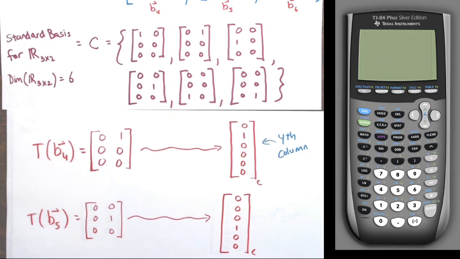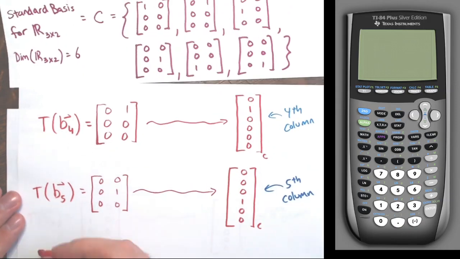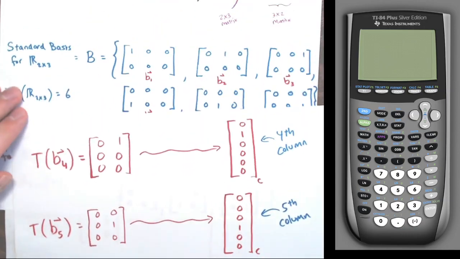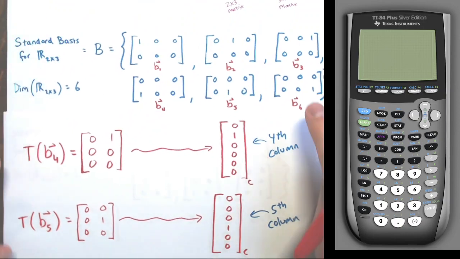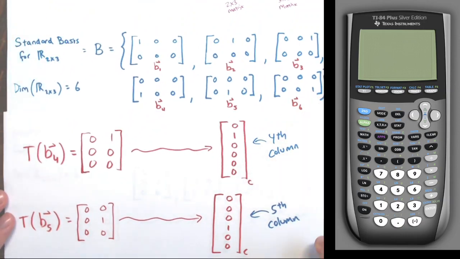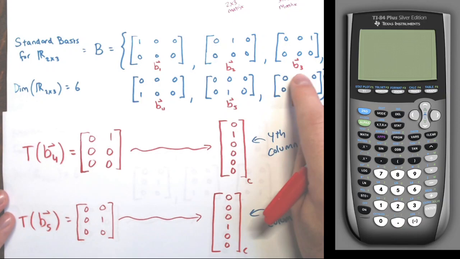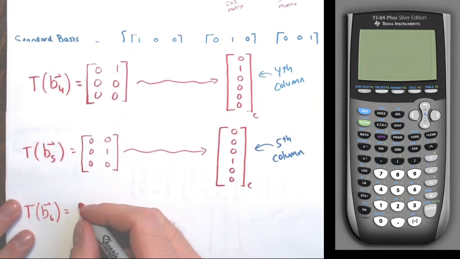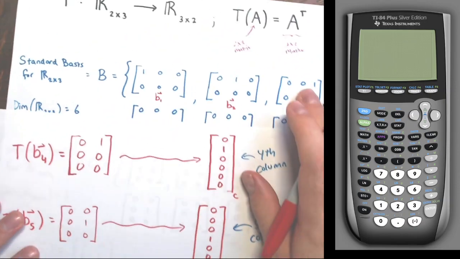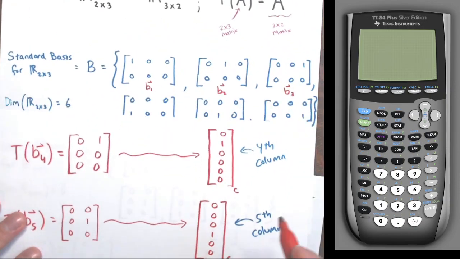All right, and this will be our fifth column of the standard matrix. And then finally, for the standard matrix, the last column, T of B6. I do the transpose of B6, this matrix here. So 0 for the first row, that'll be zeros for the first column. And then we had 0, 0, 1, so 0, 0, 1.